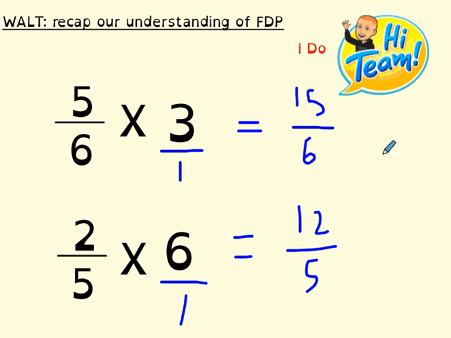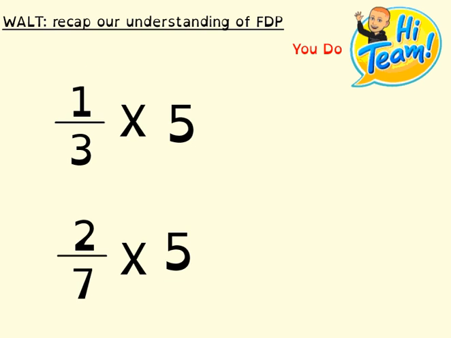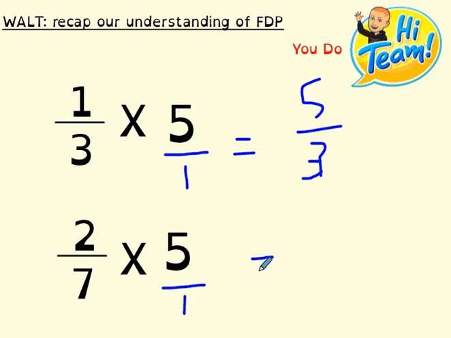So 1 times 5 is 5. 1 times 3 is 3. That is a 3, by the way. It's just a really badly drawn 3. 2 times 5 would give me 10. 1 times 7 would give me 7. Get them both right? Hope so. 5/3 and 10/7. Well, there we are.